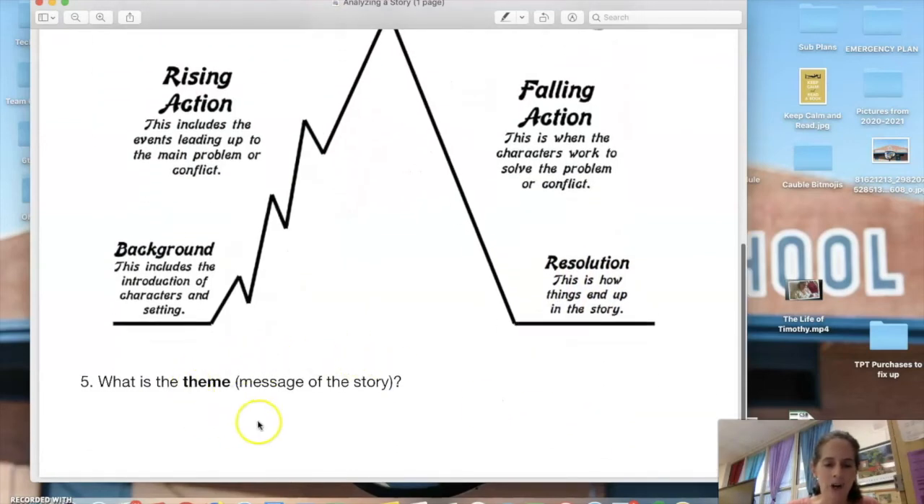And the last part, once you've identified all of those other things and you've plotted out the story, you should see a theme emerge. A theme is the message of the story. It's a life lesson that the author wants us to know about the story or wants us to understand about life. It's not the same as a main idea. The main idea is, what is the story about? The theme, though, is a message that helps us understand something about life that we can apply to our lives that you can also see played out in the story.